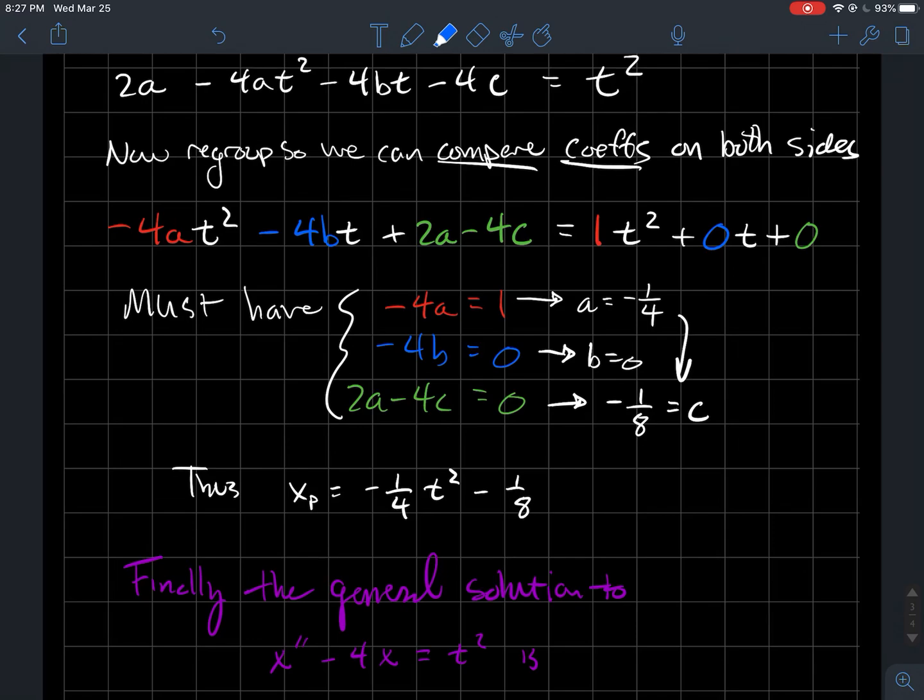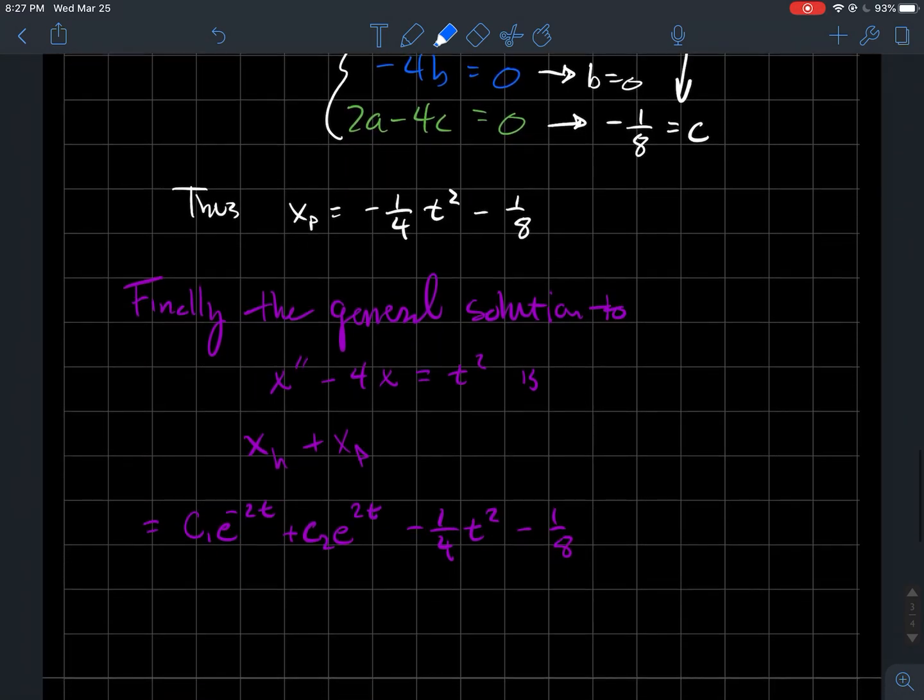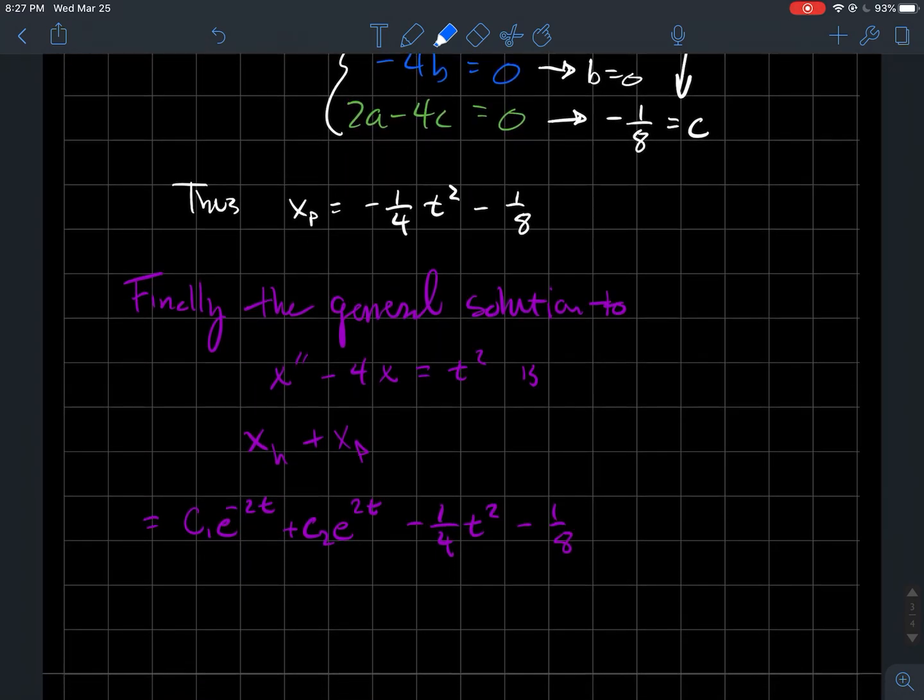And thus, what do we know? The general solution to this non-homogeneous equation, I know it has the form xh plus xp, and I'll just substitute in all those good things that I found right there.